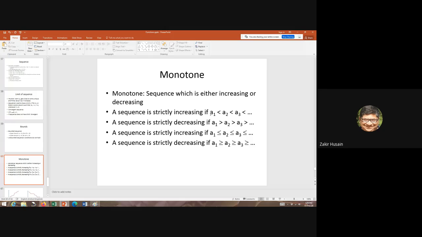Next, we are referring to monotone. Monotone means the sequence is either increasing or decreasing. If it is strictly increasing, that means A1 will be less than A2, which will be less than A3. Decreasing means just the opposite. A1 will be the maximum, followed by A2, A3, and so on.